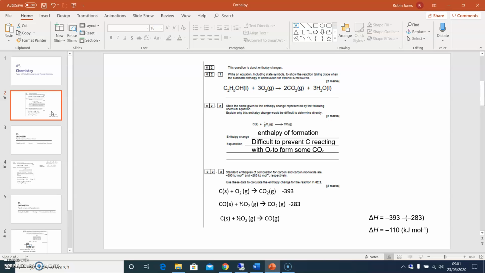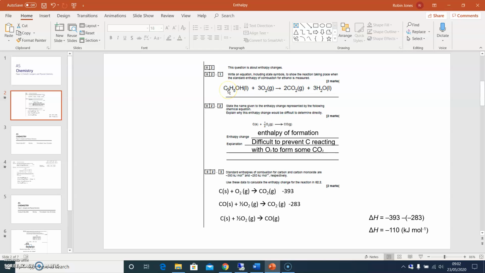Write an equation including state symbols, so that's solid, liquid, gas, to show the reaction taking place when the standard enthalpy of combustion of ethanol is measured. So for standard enthalpy of combustion, what that means is standard means that I've got 1 mole of ethanol being burnt or combusted. Combustion's a reaction with oxygen. So I've got 1 mole of ethanol.